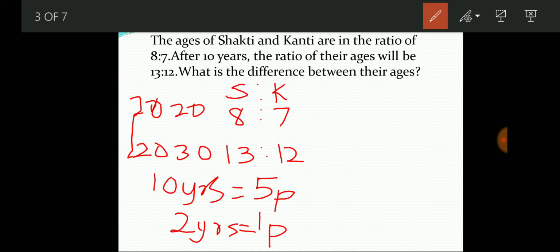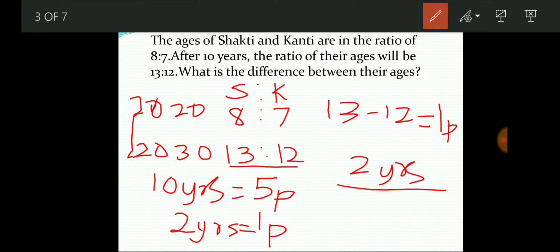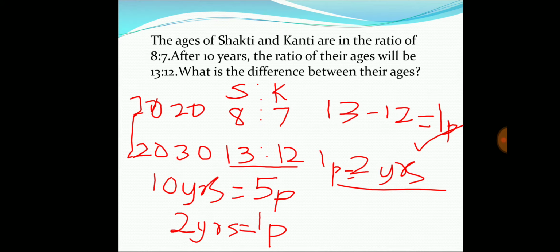So the question is, what is the difference between their ages? Again, the difference between their ages is 13 minus 12, which is one part. And we know one part we found as 2 years. So our answer is going to be 2 years. Again, a very simple approach through which we could get to the answer. So let's get on to the next question.